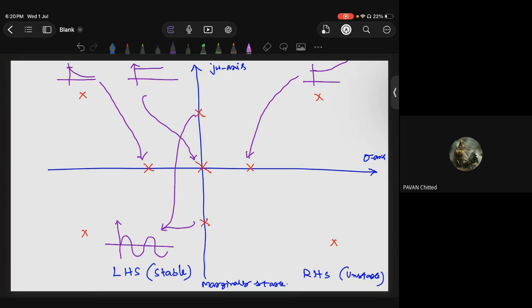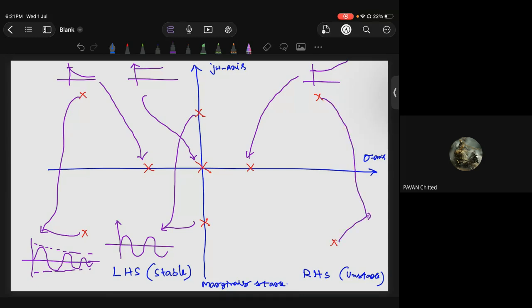Okay. Now, what about these two? Those two will be exponentially decreasing sine, exponentially decreasing. Similarly, what about these two? Exponentially increasing sine, exponentially increasing. Is this clear? Any doubts now? Tell me.